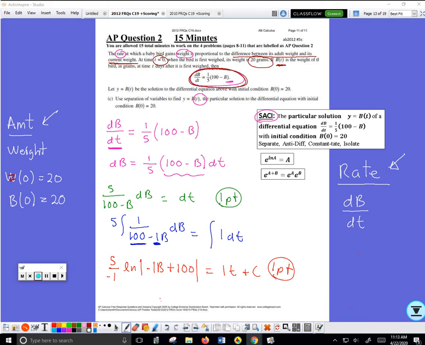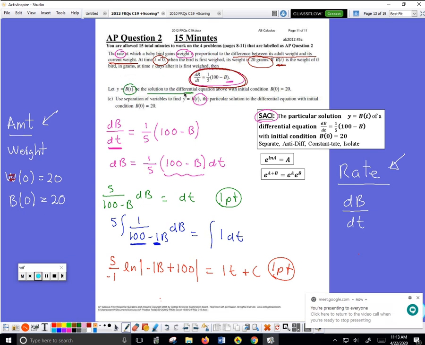Okay, so now I keep reading. It says right here that B of t is the solution to the differential equation. All that means is that if you start with this equation and you work backwards, you can find this equation. That's what they mean by the solution to the equation. Anybody need to talk about that idea?